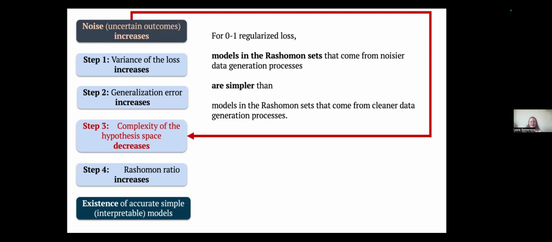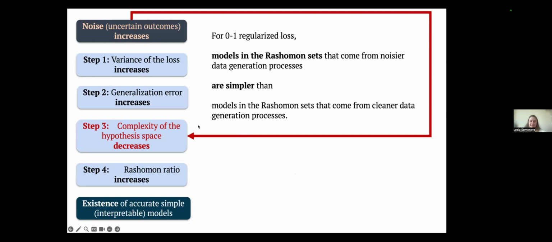And the impact of this is huge. It means that whatever model I choose, it will be simpler than models that come from cleaner data generation processes within my set of near optimal models, which also helps to validate this step of this path that consists of 4 steps.